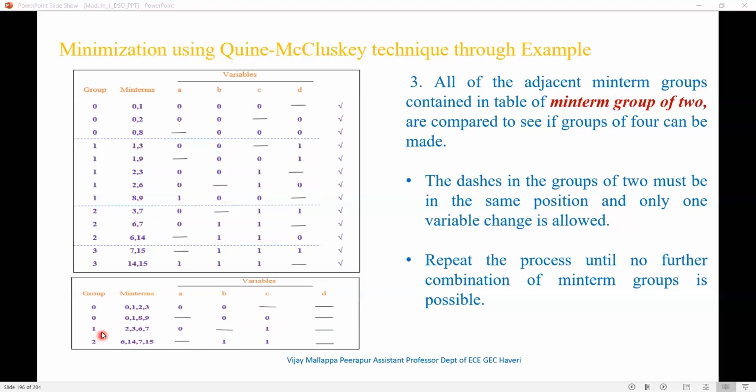Similarly, can we compare the minterms in groups 1 and 2 here? You can see here we have a dash for B, we have a dash for D. We need to have the same dash in group 2 for the minterms. Do we have it here? We don't have it, because we have it here and we have it here, so that we cannot combine these 2 minterms. So it means that whatever minterm groups we have are the potential prime implicants. Now from these potential prime implicants, see which are essential prime implicants. That you need to do in the next step.